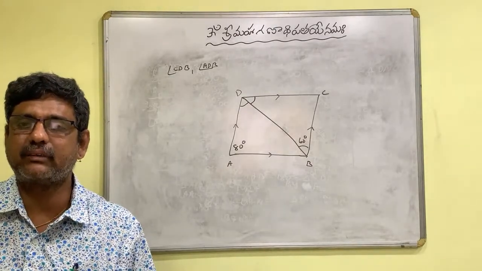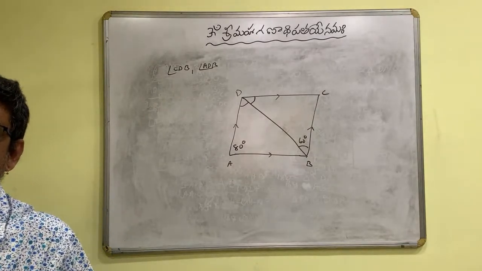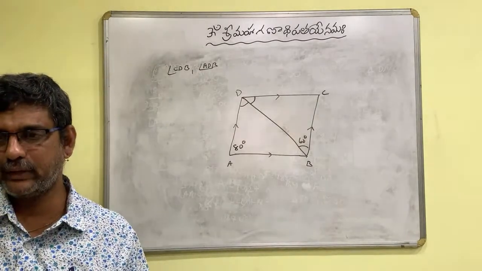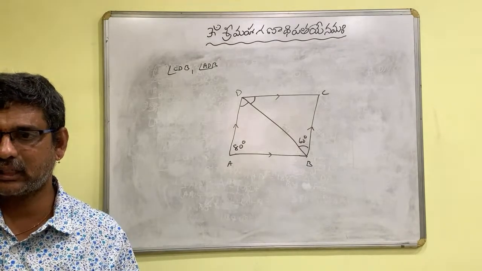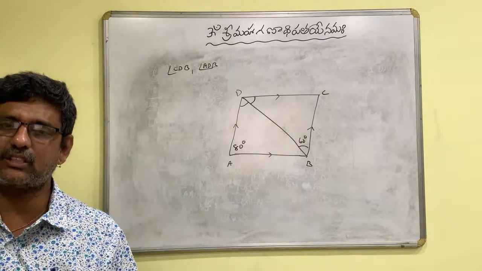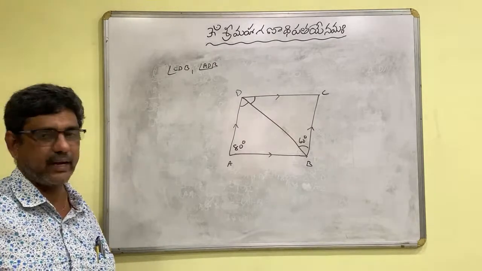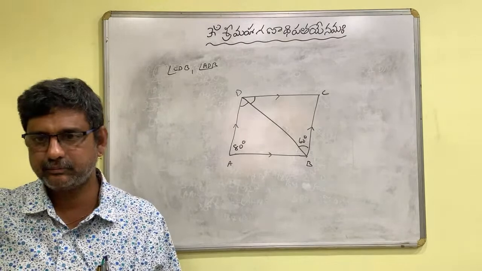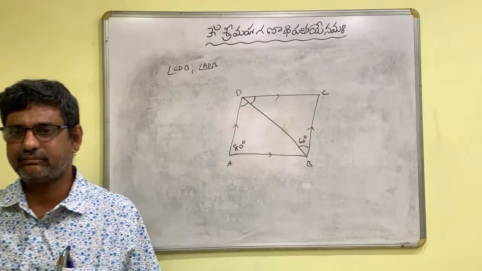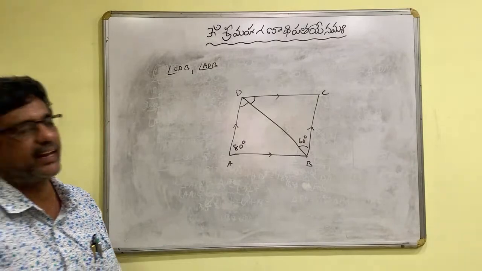See children, if you are very much thorough with the properties, then the problems become easy. If you are very much thorough with all the properties of parallelogram, rectangle, rhombus, square, then the problems become easy. Right. Angle ADB 60 degrees.